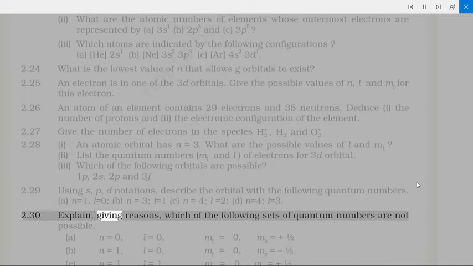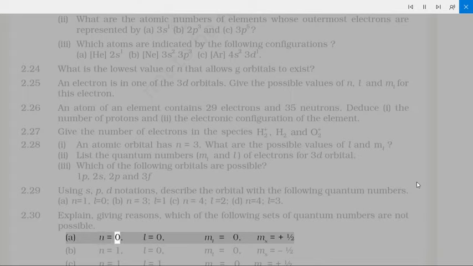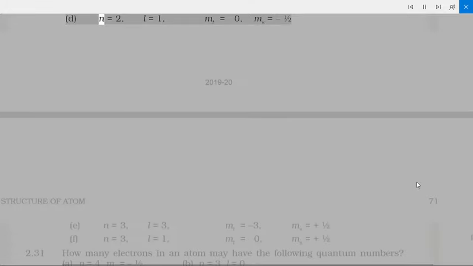2.30 Explain, giving reasons, which of the following sets of quantum numbers are not possible? A. n equal to 0, l equal to 0, ml equal to 0, ms equal to plus a half. B. n equal to 1, l equal to 0, ml equal to 0, ms equal to a half. C. n equal to 1, l equal to 1, ml equal to 0, ms equal to plus a half. D. n equal to 2, l equal to 1, ml equal to 0, ms equal to a half.